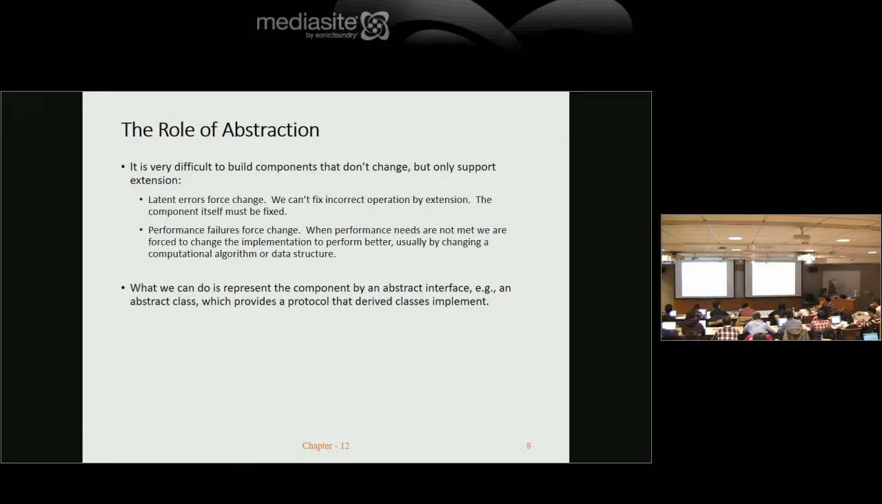So it's very difficult to build components that don't change but only support extension. Latent errors force change, performance issues force change. What we can do is represent the component by an abstract interface that provides a protocol that derived classes implement. So now we've separated the application side from the solution side through interfaces, and major parts of the solution side we've separated with interfaces. So with that interface, and by the way, we need an object factory too, for reasons we'll talk about in a few minutes, we can make all the changes we want, but those changes don't propagate.